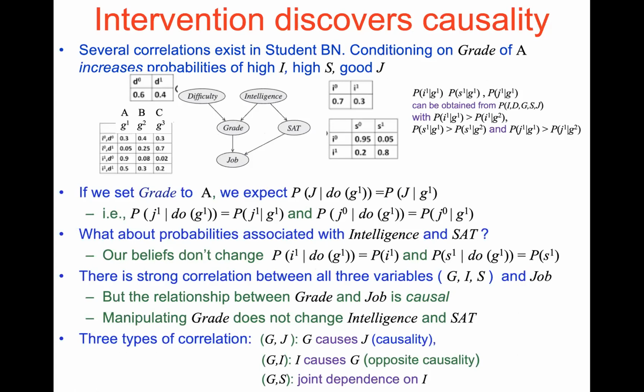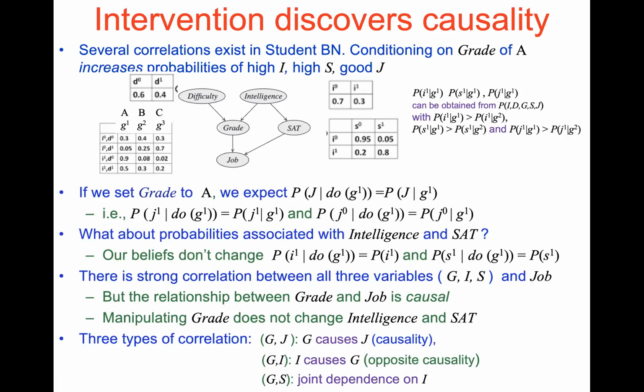Will the student have a higher probability of getting a job? Well, it depends on what was the probability of getting a job with an A grade. So it's the same probability. What about the probability of intelligence? Does that change? Well, there is no causality here. Similarly, grade doesn't influence the change in SAT probability distribution. All right, so this has been forced here. The rest of the world remains the same.